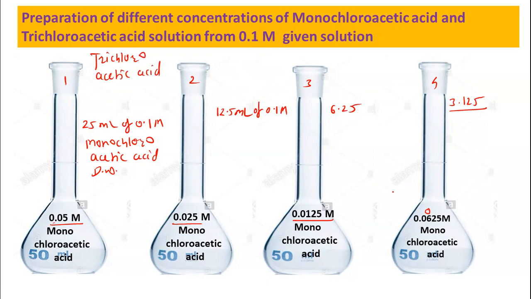In another 4 dilution flasks of 50 ml, in the same way we have to prepare the solutions. Only we have to take trichloroacetic acid here. The concentration of the trichloroacetic acid is 0.1 molar, it is given. So for the first solution, take 25 ml in this dilution flask, then dilute it up to the mark using the distilled water. In this way, we can prepare the solutions of monochloroacetic acid and trichloroacetic acid.